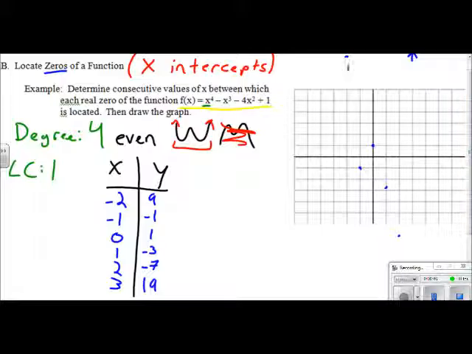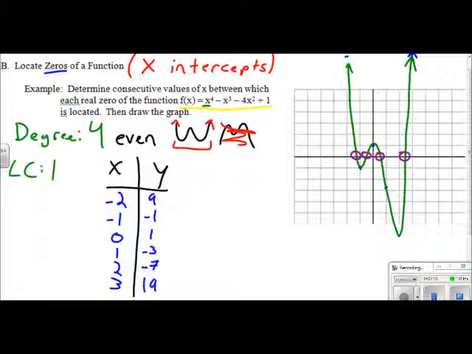So it looks like it'll look something like this. So this is how our graph is going to look, and we need to find the zeros, or at least find consecutive values of x that they're going to be in between. So it looks like it's going to happen here, here, here, and here.